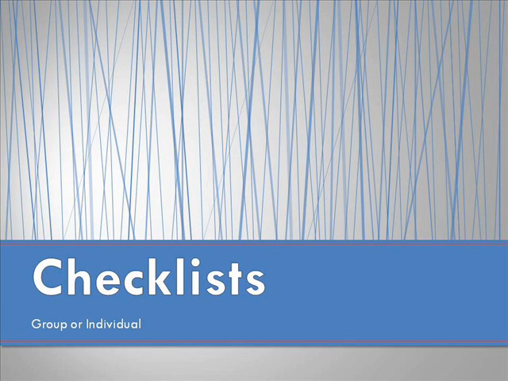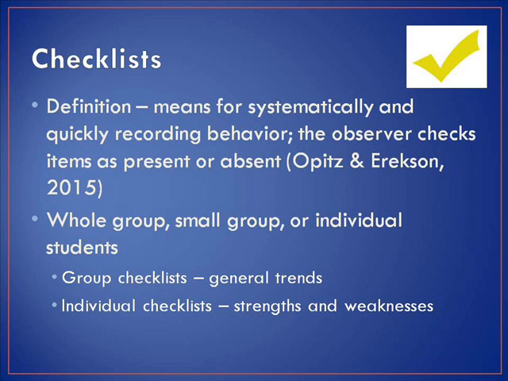Now let's talk about checklists. Checklists usually consist of lists of important and typical behaviors that the observer marks as being present or absent. While the format varies, checklists are a means of systematically and quickly recording a student's behavior. Some checklists are used for whole groups or small groups, and others are used for individual students. Your purposes will determine what type you will use.